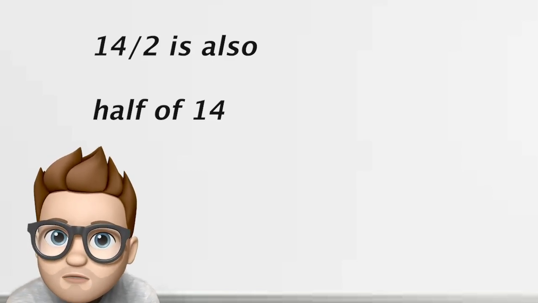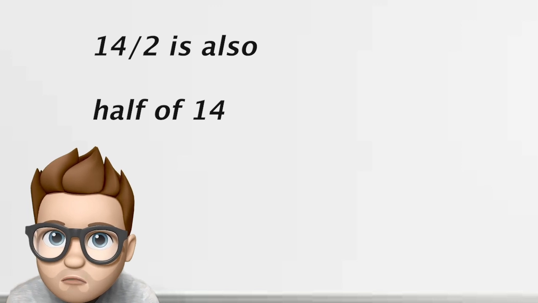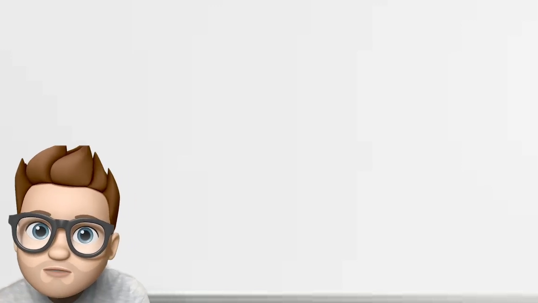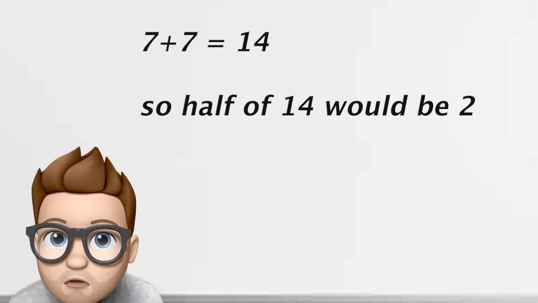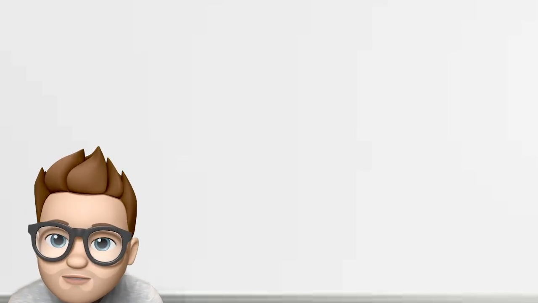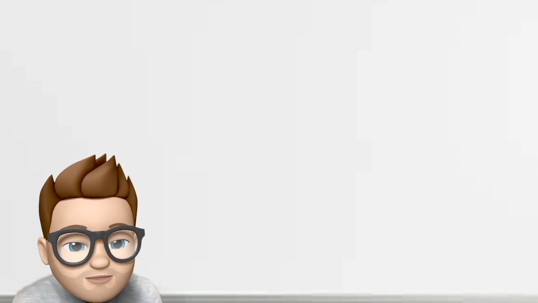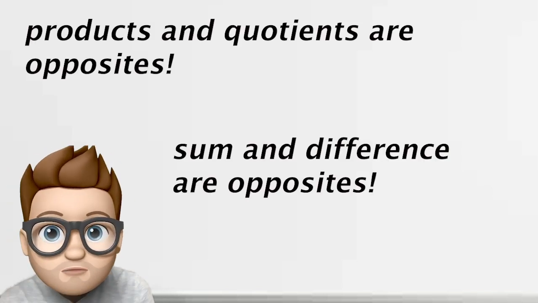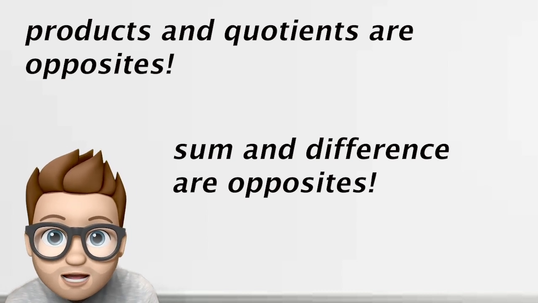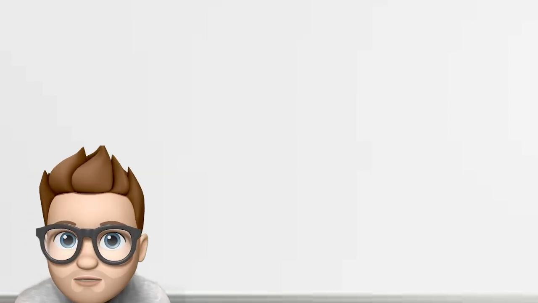Because what's half of 14? Well, that's just 14 divided by 2. And that's where we start to get a little bit more complicated. We look at fractions, and we look at having a part of a whole. And that's really all that is. Now, product and quotient, those are opposites of each other. Addition and subtraction, sum and difference, those are opposites of each other as well.